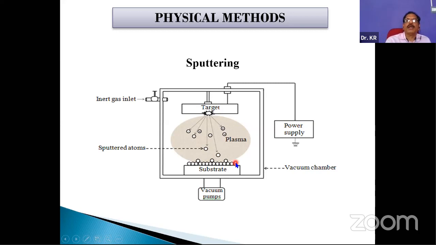Therefore, high energy positive ions move towards the target, and due to the kinetic energy transfer between the positive ions and the target atoms, the atoms are liberated or removed from the target and descend towards the substrate and are deposited, and finally we get good quality thin films. This is one of the common physical methods.